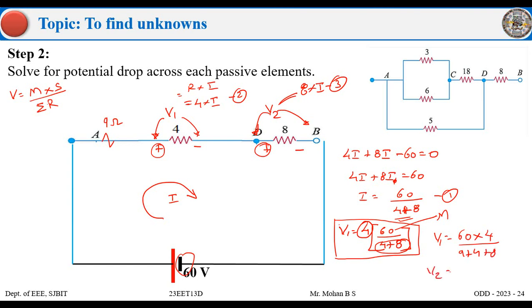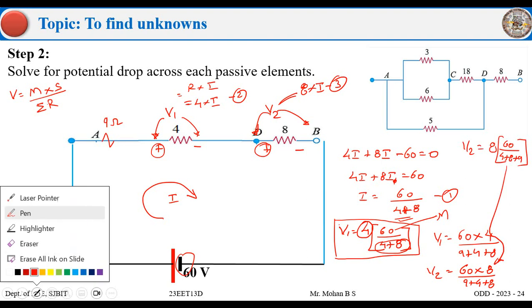What about V2? V2 is again main voltage into same resistance divided by the sum of the resistances, 9 plus 4 plus 8. Or you can apply Ohm's law. V2 is equal to 8 into I, where the updated I with 9 ohms is simply 60 by 4 plus 8 plus 9. We will land up the same as it is here. So this is your voltage divider.